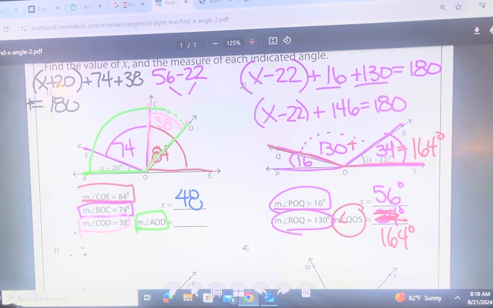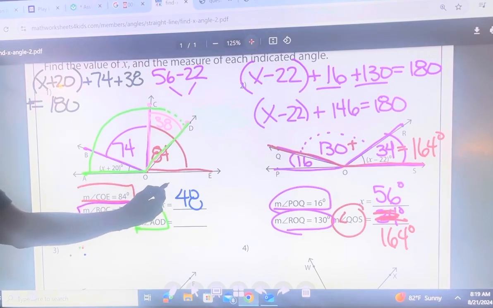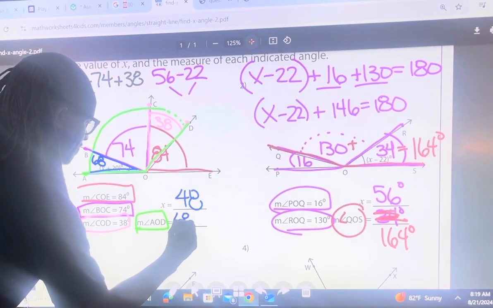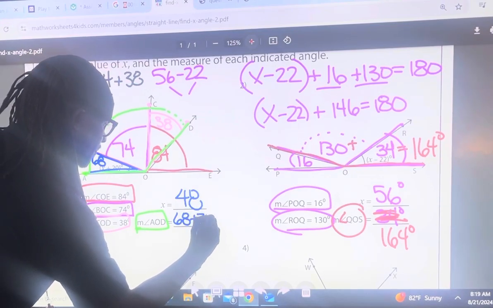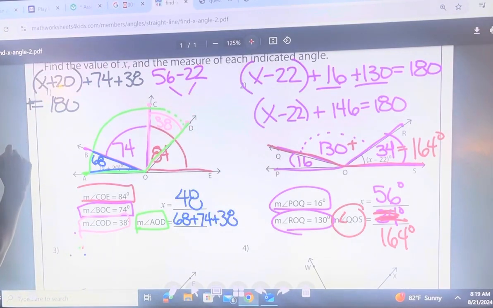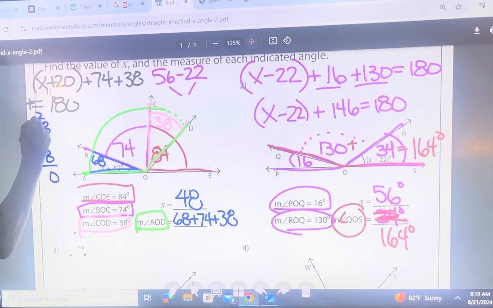So now angle AOD equals how much? What numbers are you going to add up? Remember, you want to plug in the X here. So the X plus 20 made this, what? This angle here is what? 68. So you should be adding 68 plus 74 plus 38. 68, 74, 38, 12, 20, carry the 2, 8, 15, 180. There's your 180.